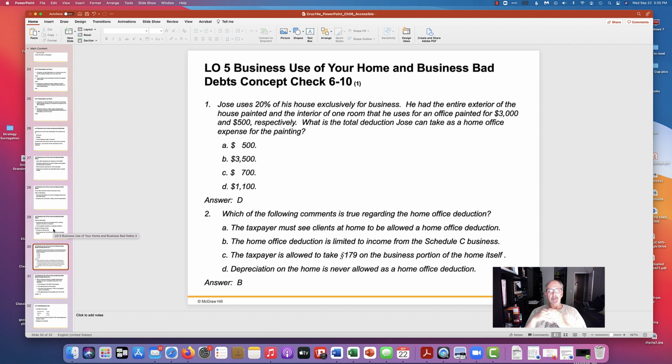Jose uses 20% of his house exclusively for business. He had the entire exterior of the house painted and the interior of one room that he uses for an office painted for $3,000 and $5,000 respectively. What is the total deduction Jose can take as a home office expense? $1,100. Which of the following comments is true? The home office deduction is limited to income from the Schedule C business.